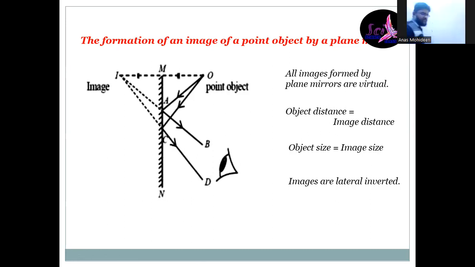Right. So accordingly, it's clear now. Now the properties given: all images formed by plane mirrors are virtual. These are important in MCQs. They ask you what is the correct or wrong statement. Virtual images, object distance is equal to image distance, object size is equal to image size, images are laterally inverted. Lateral inversion means they are clearly changing the side. Did you understand that? Right.